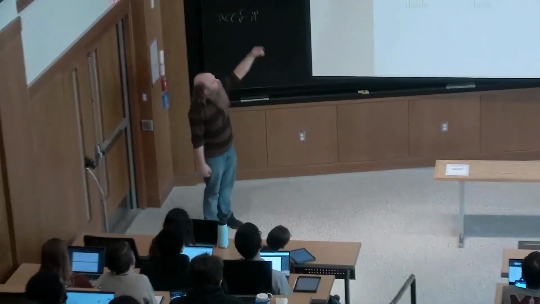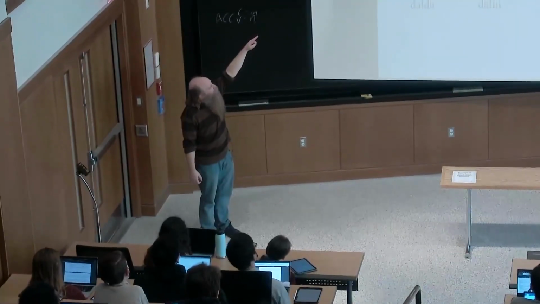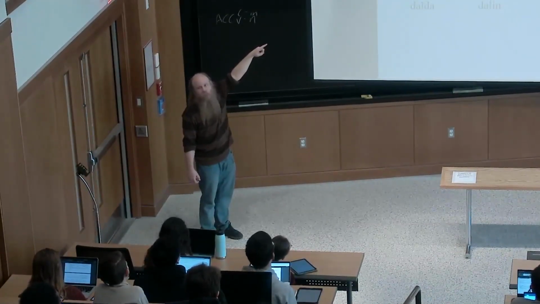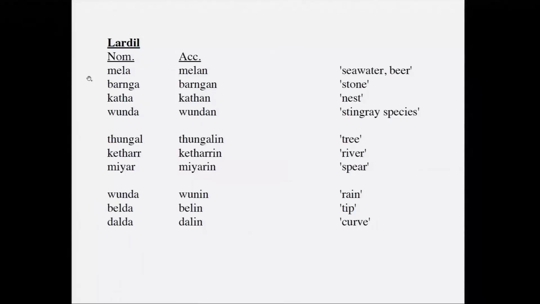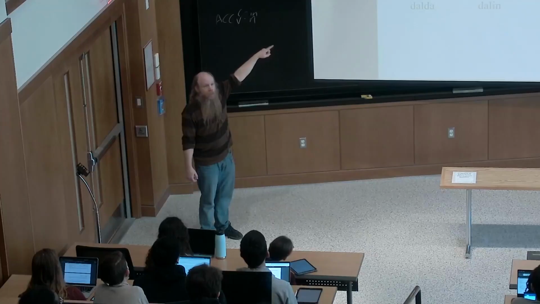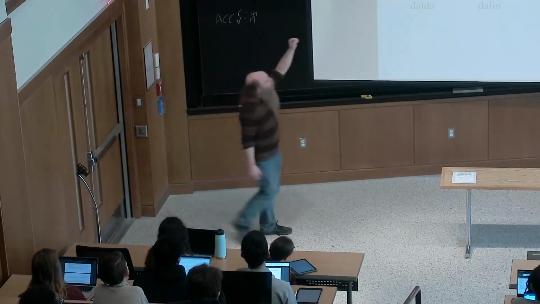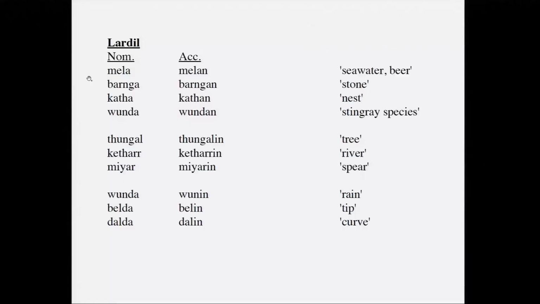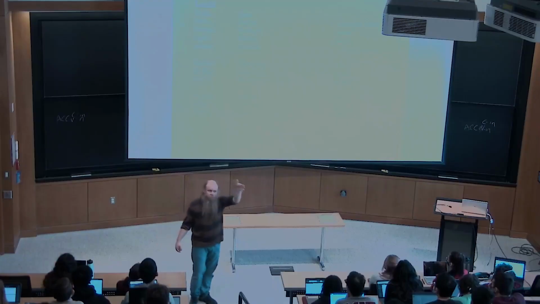So there's a wunda that means a type of stingray. The accusative of that is wundan. And then there's another wunda down here that means rain. And the accusative of that is wunin. So here I am asking you, how do we get from the nominative to the accusative? Yeah? Is da a morpheme that turns something else into a nominative?